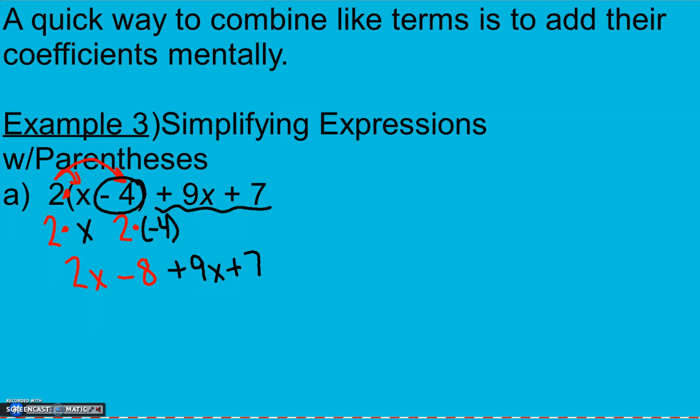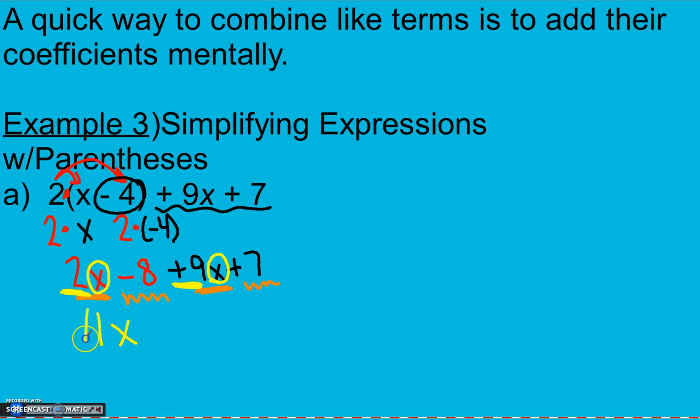Now I'm going to look. Do I have any like terms? Well, here I have an x, and here I have an x. And my -8 and my 7 are both constants, so they're like terms as well. I keep my x, and I go ahead and do the operations with my coefficients.